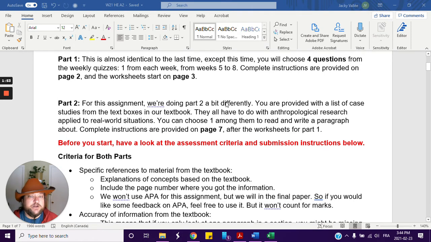For part 2, as I've mentioned, you're given a list of case studies from the text boxes in our textbook that have to do with anthropological research, and you'll pick one that you find interesting. They cover pretty much the 4 fields. So depending on your interests, you can pick one, and you can read all of them, of course. But for this assignment, you're only asked to pick one, and then you'll write a paragraph based on it. The complete instructions with the list of choices are on page 7 after the worksheets for part 1.